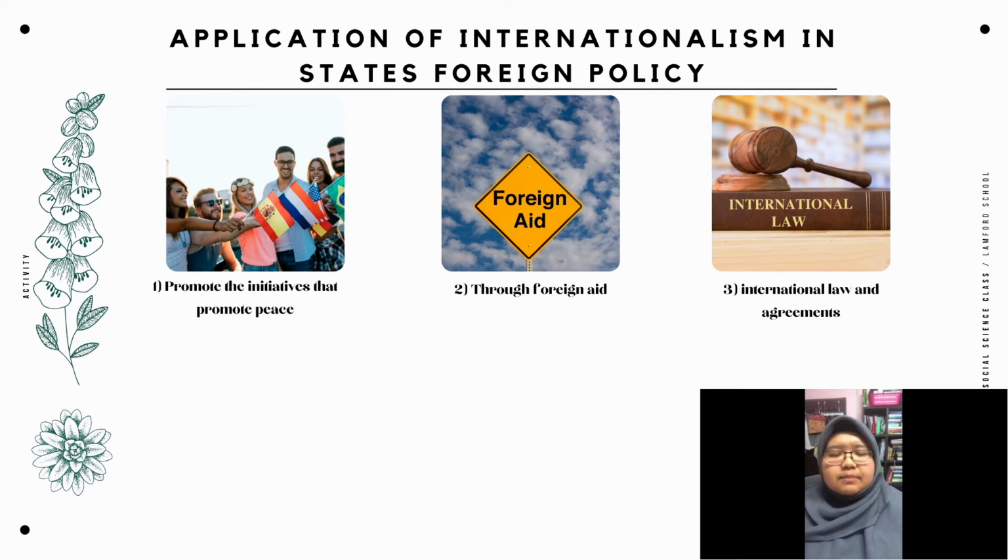Sometimes sanctions can be inhumane. For example, the economic sanctions on Iraq as an effort during the Gulf War killed 1.5 million people in Iraq in the span of 12 years. Secondly, through foreign aid. Countries also promote internationalism by delivering foreign aid. Every year, billions of dollars are transferred from developed to developing countries for humanitarian and other purposes.